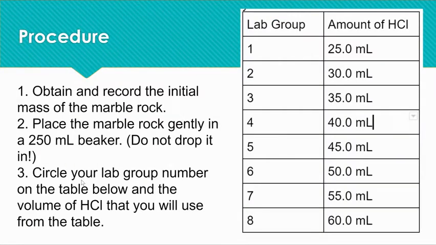All right, our procedure for today's lab is to obtain and record the initial mass of a piece of marble rock, that's your calcium carbonate, and then place the marble rock gently in the beaker. Please don't drop it in and break the glass beaker. Circle which lab group number you've been assigned on your table below, because that will determine the volume of hydrochloric acid that you react.